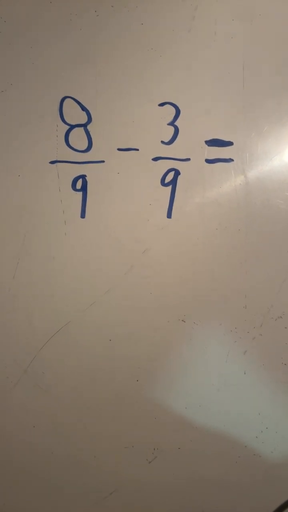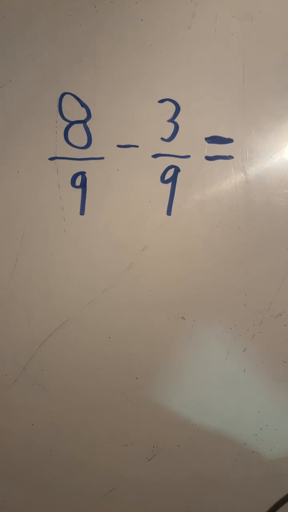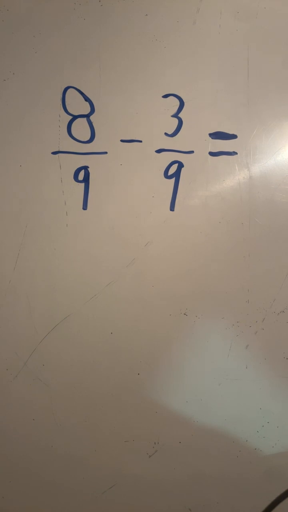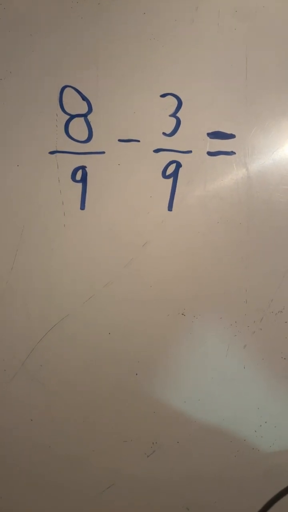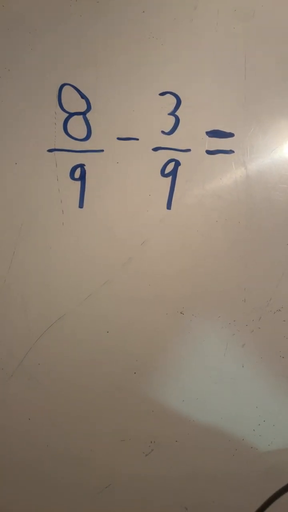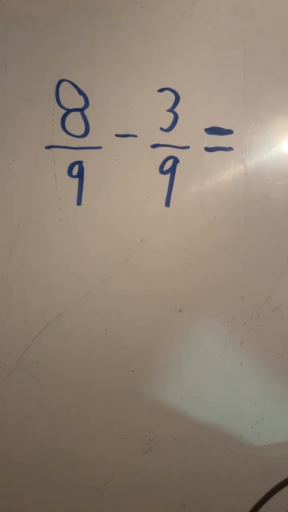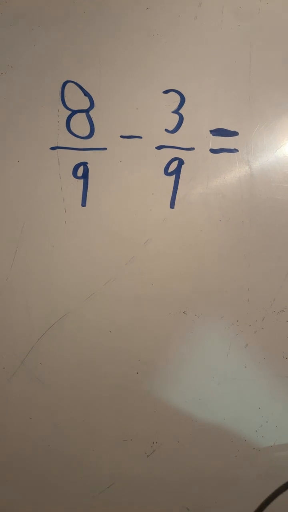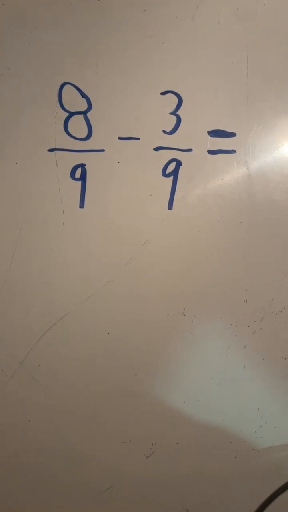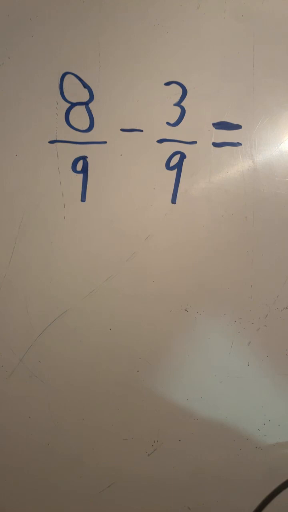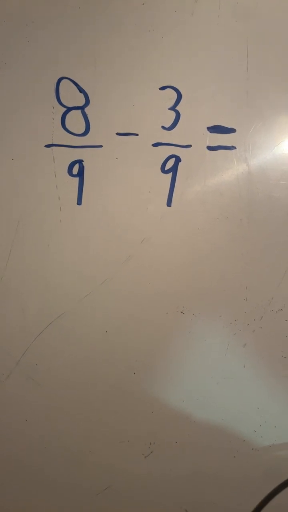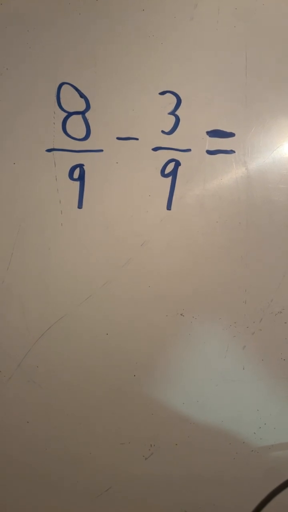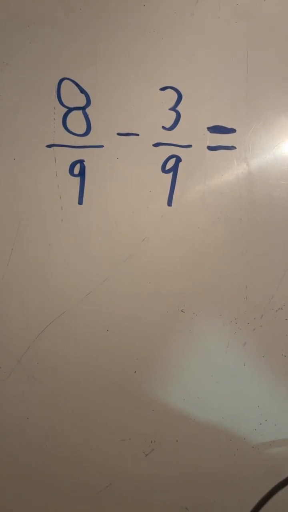So this video is going to focus on subtracting fractions with like denominators. 8/9 minus 3/9 is our model problem, and I'm going to go through step by step how to solve that problem. So you've seen me do a lot of videos where I've introduced the butterfly method and I've explained what to do if we are subtracting or adding fractions with unlike denominators. But subtracting fractions with like denominators is a lot simpler.